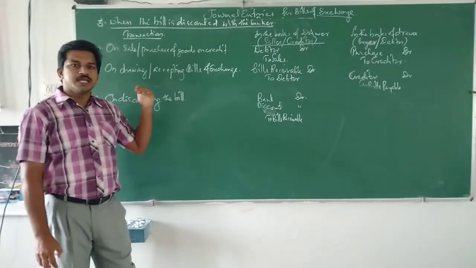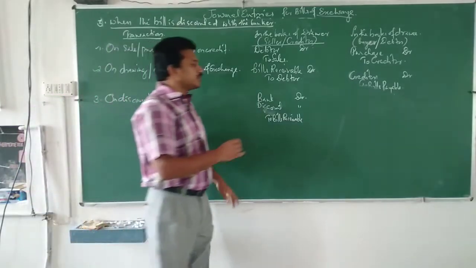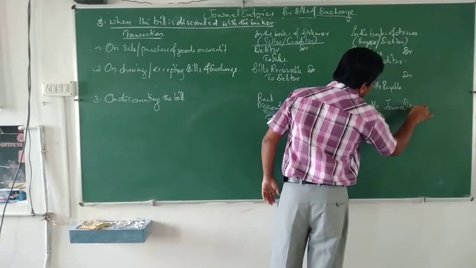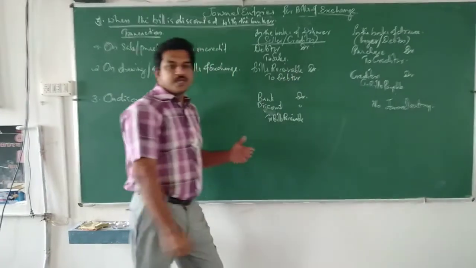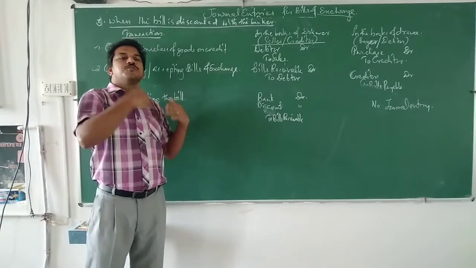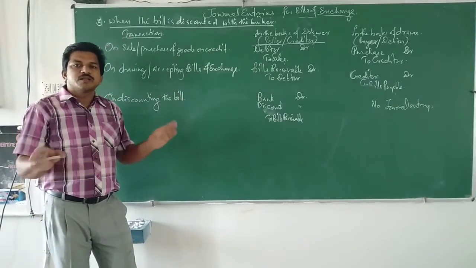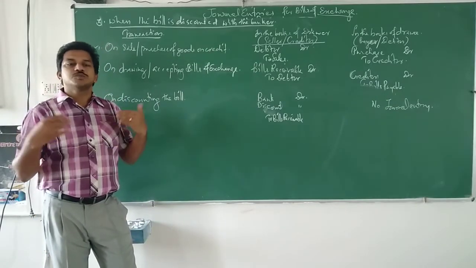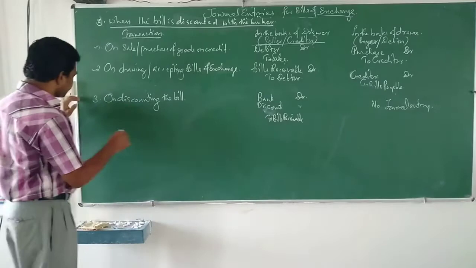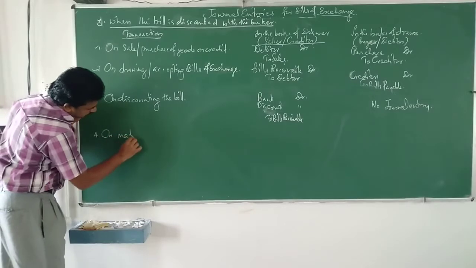Then what will be the journal entry in the drawee's books? In the drawee's books, there is no need of a journal entry. Why? Because he need not know whether the bill is with the drawer, or he discounted it with the bank, or sent it for collection. Whatever happens, it will not be a matter for him, isn't it? He has to pay the money. That's all. So on maturity, what will be the journal entry? On maturity of the bill.